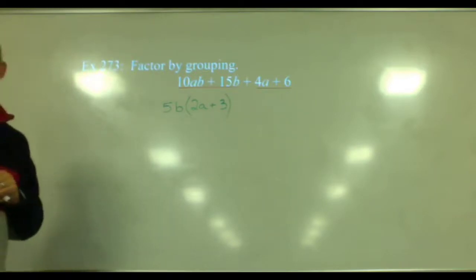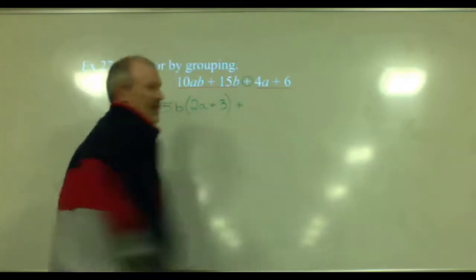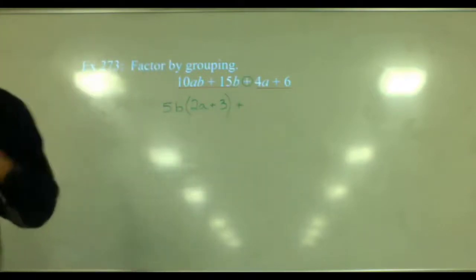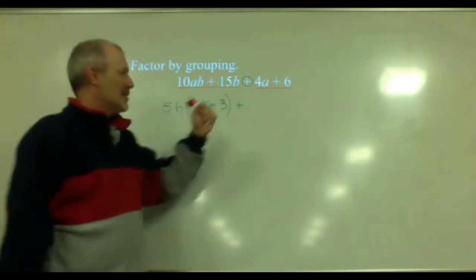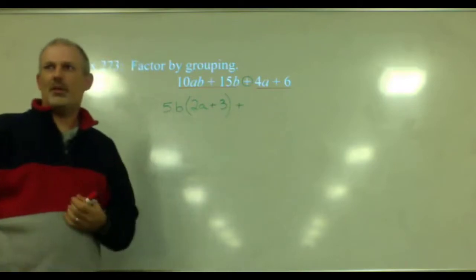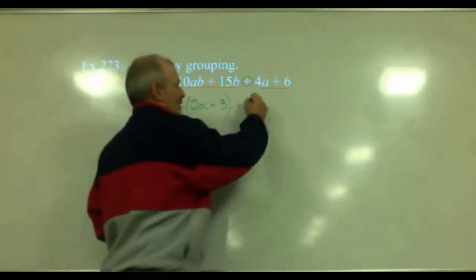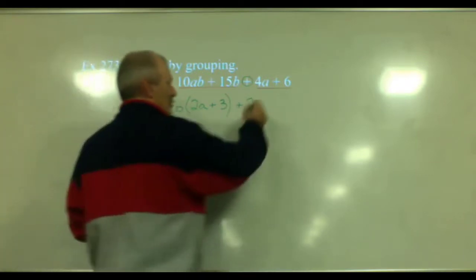Then you're going to hear me say this a lot. Whatever this sign is here has to go right there. That's part of what we're going to factor out. So in this case, it's just a plus. What else can we factor out of this second half? The second group. 2. A 2. Anything else? Nope, that's it. So we're going to factor out a 2.